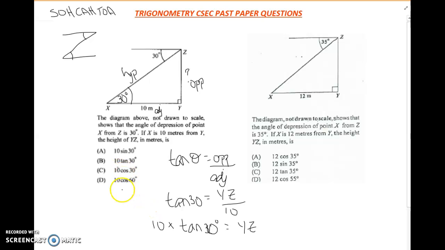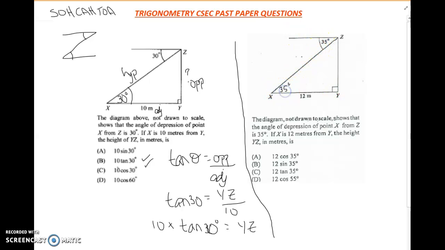And that is it here, 10 tan 30, which is B. Now, the question on the right is the same exact thing. They just use different numbers. So here you see the Z angle, the angle in here is equal to the angle in this here.